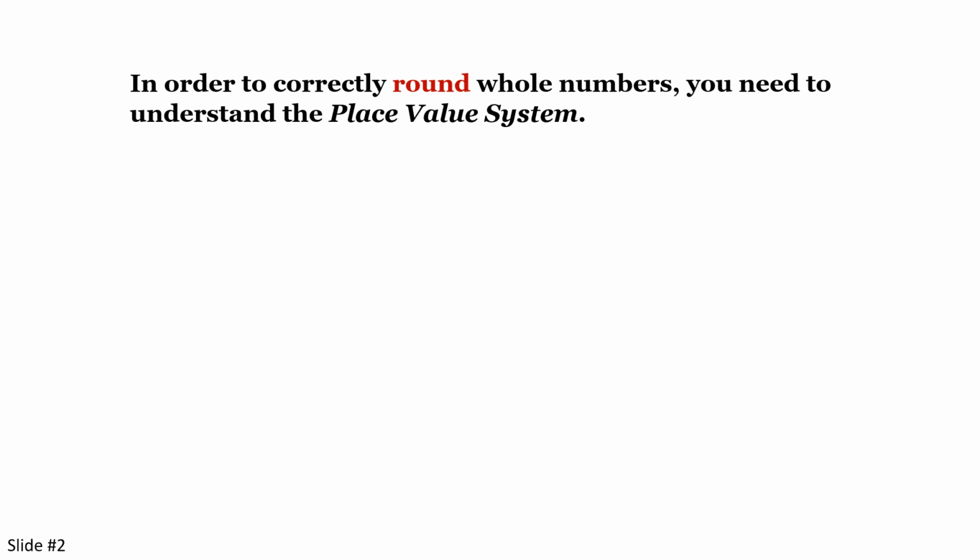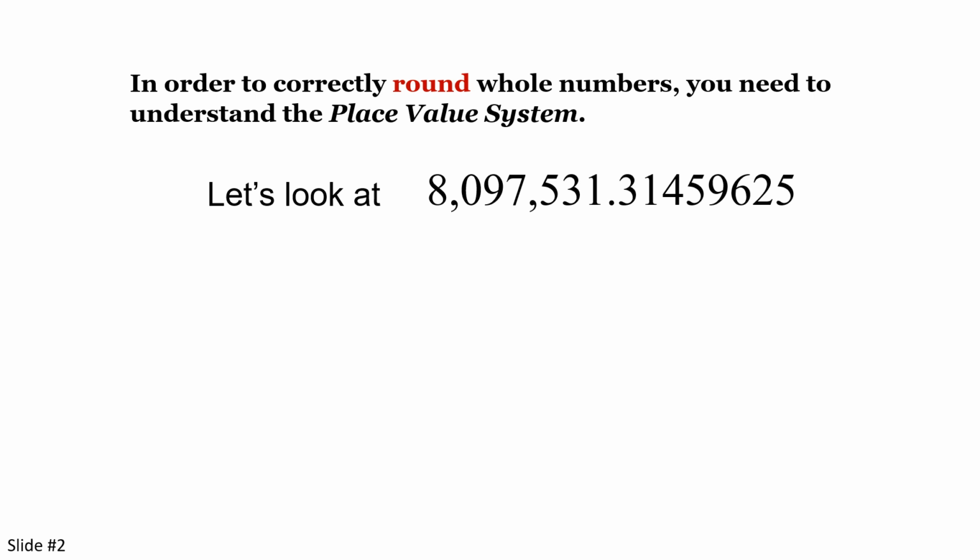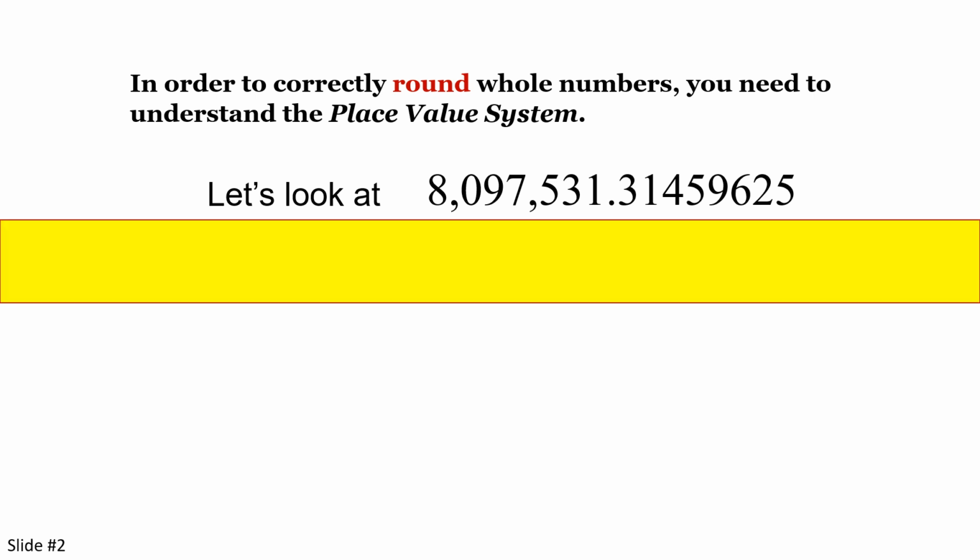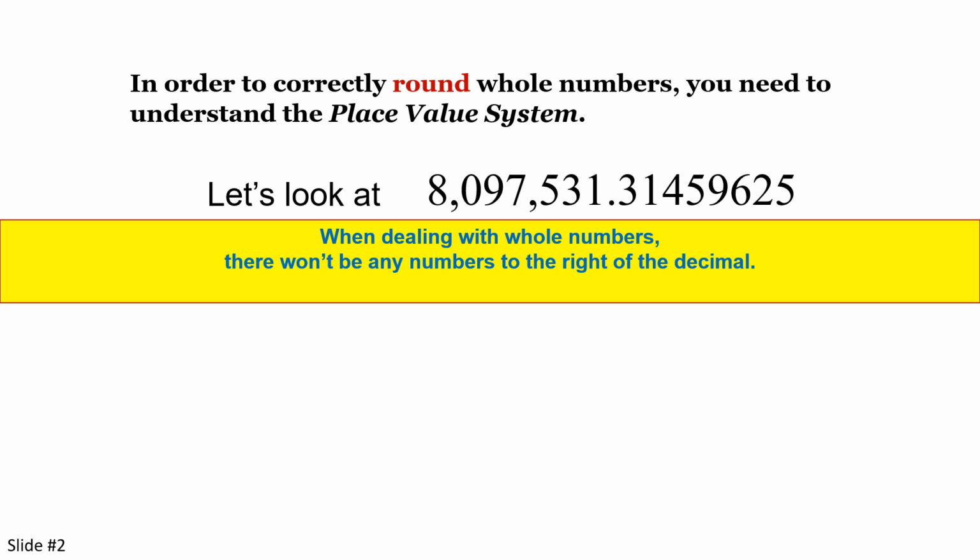In order to correctly round whole numbers, you need to understand the place value system. Let's look at this number, 8,097,531.31459,625. When dealing with whole numbers, there won't be any numbers to the right of the decimal, so I'm going to block them out for now.